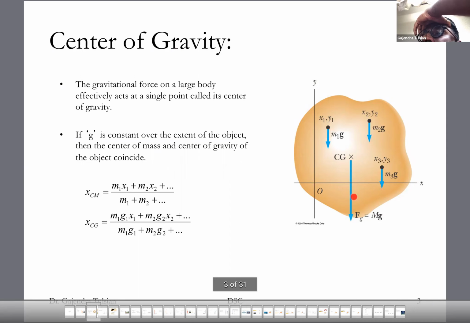Now, all these forces can effectively be replaced by this single force, the force of gravity on the entire object, that is the mass of the entire object times its gravity, acting at this point. So all these forces can be replaced by this single force acting at this point, and this point is called the center of gravity. If you have a small object of uniform dimensions, the center of gravity is just the geometric center. Okay, and that's where the weight of the object will act.